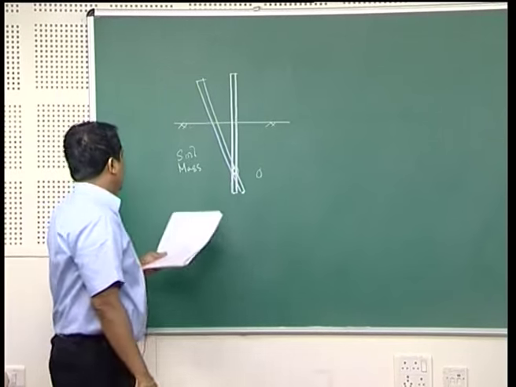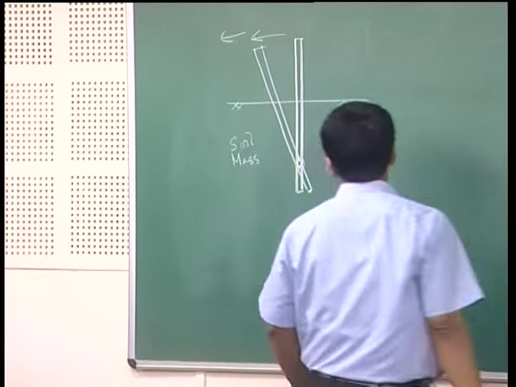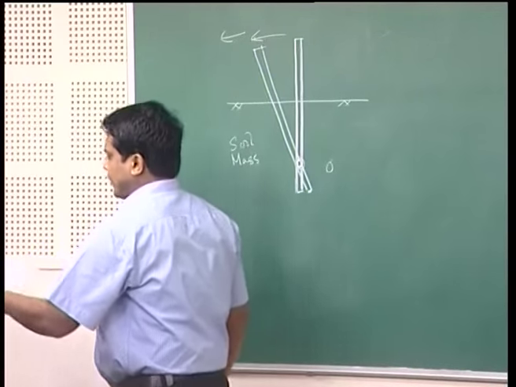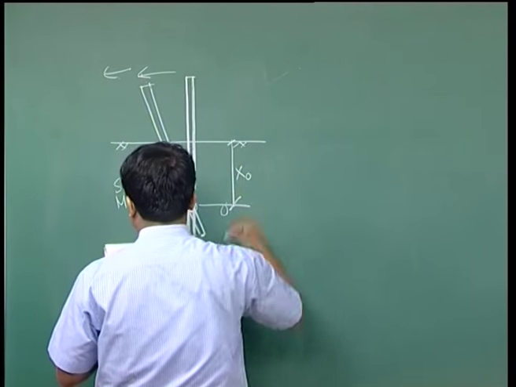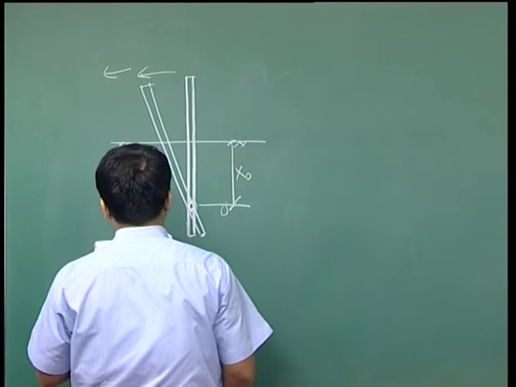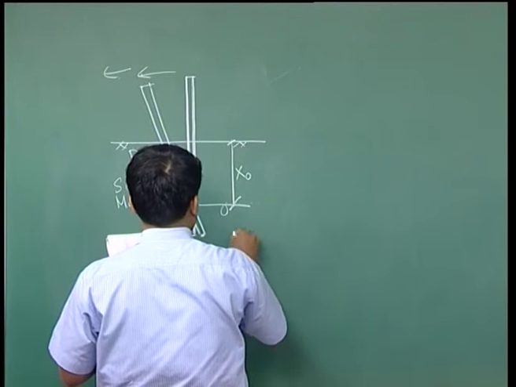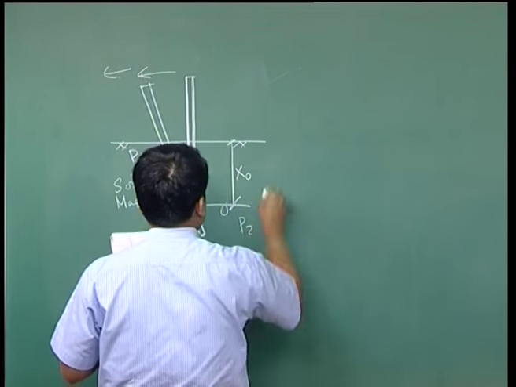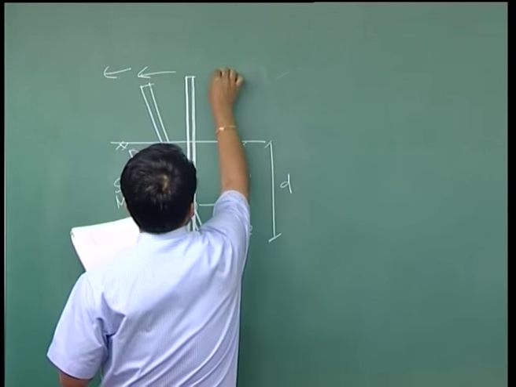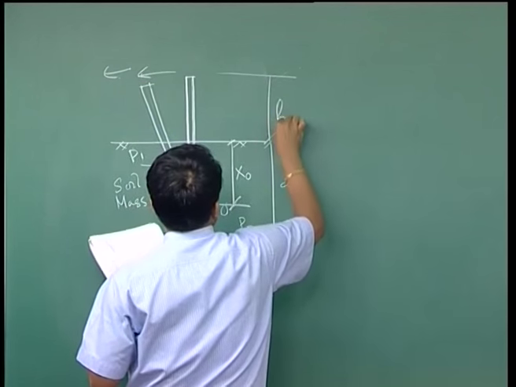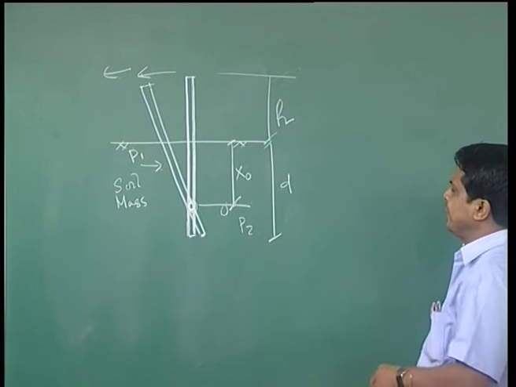What will happen? It will rotate. What exactly happened? Look at this. Now, if I say this is x0, and say this is called p1 and this is called p2, and this is say point D and this is say point H. Now, what do you understand? How are you going to find out the mechanics? You can look at this.